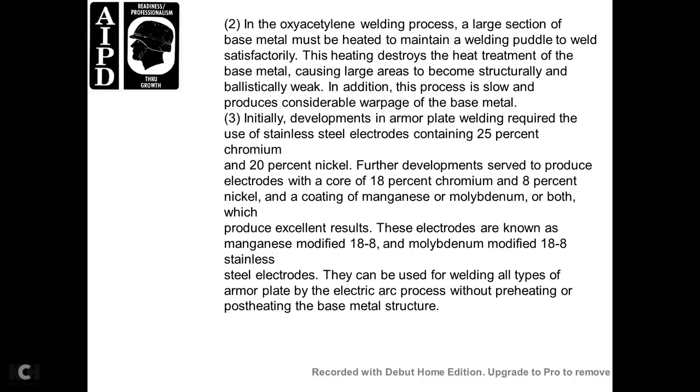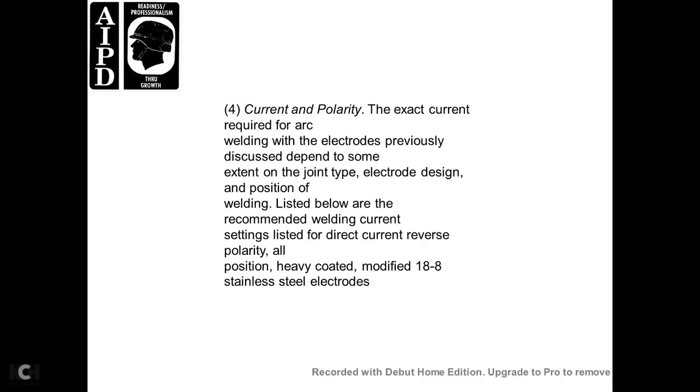Initial development of armor plate welding repair required the use of stainless steel electrodes containing 25% chromium and 20% nickel. Development then produced an electrode with a core of 18% chromium, 8% nickel. The coatings, magnesium and molybdenum, both produce excellent results. The electrodes are known as the magnesium modified 18-8 and the molybdenum modified 18-8 stainless steel electrodes. They can be used for welding all types of armor plate by electric arc processing without preheating or postheating of the base metal structure.